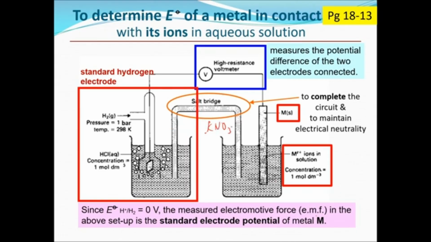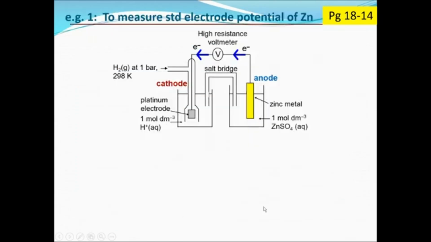Okay, and the SHE is given a standard 0 volt, and whatever reading we get at the voltmeter would correspond to the standard electrode potential of the metal and its ions, this half cell, right? Okay, so let's look at two specific examples. The first one that we can look at is zinc and zinc 2+.